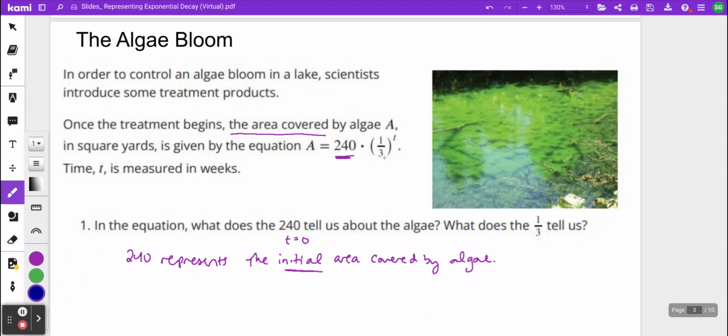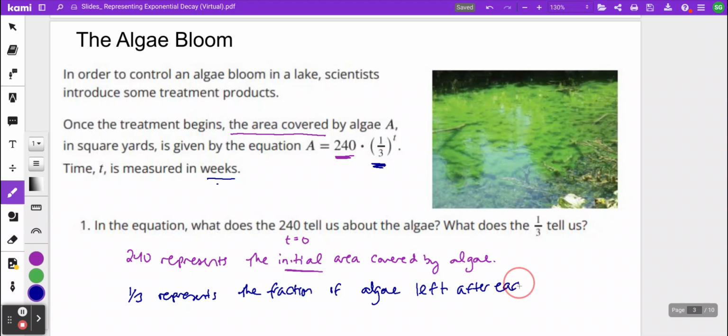Our second number is 1/3. That's the number we're multiplying by. And we learned yesterday that 1/3 represents the fraction of algae left over. How often? Well, we are told we're talking about weeks. So it's the fraction of algae left after each week or each week of treatment. We have to say something about that's the fraction that's left. And you want to also give that time about each week's.